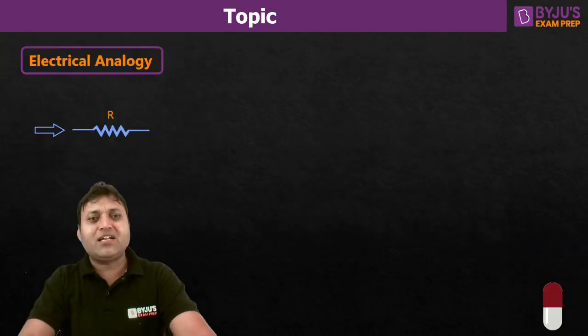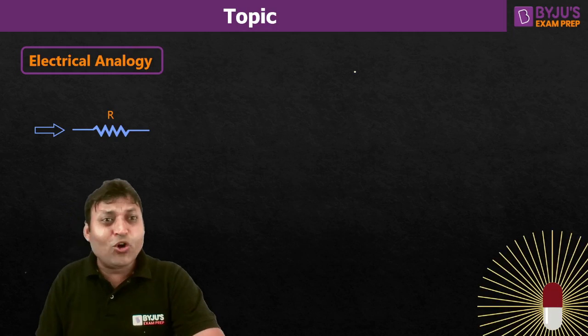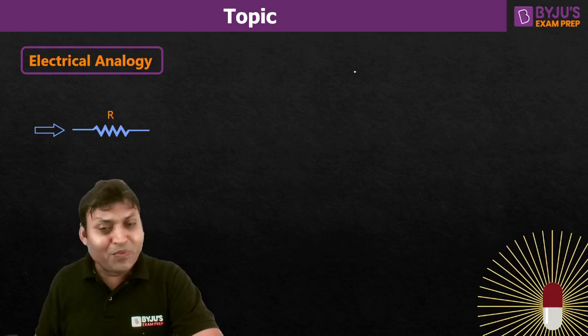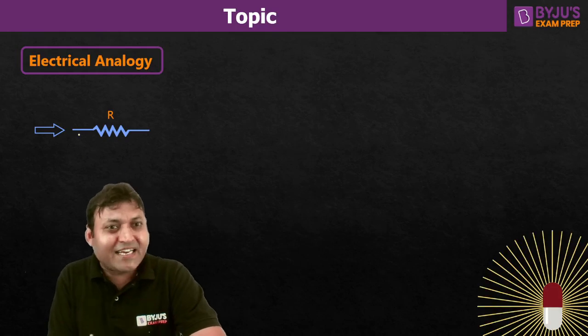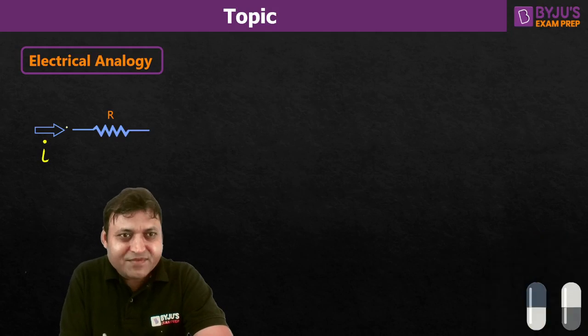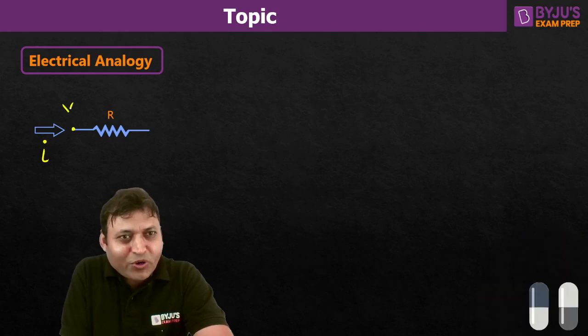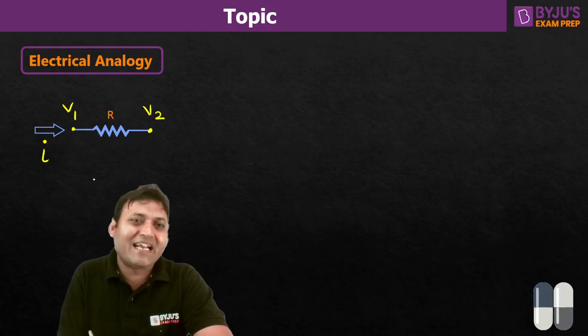Right, so let us start our discussion, the basic circuit diagram. As you all know, you must have studied about the basic electrical circuit. In a basic electrical circuit, there are three parameters. One is the current, another is the potential difference, and the third one is the resistance.